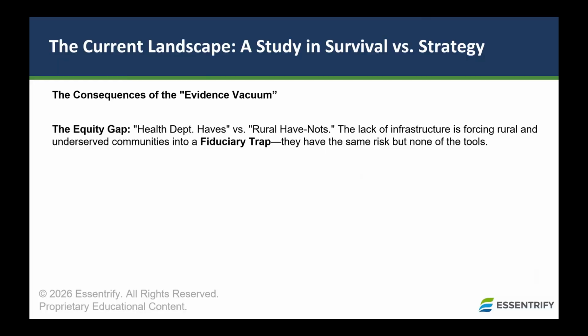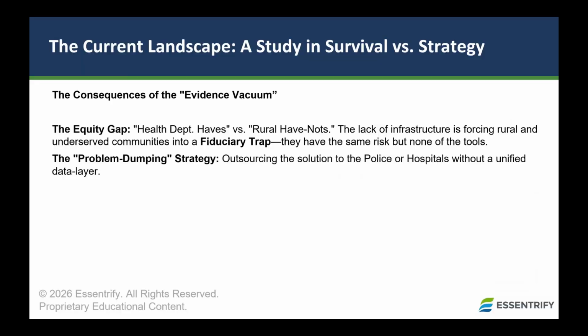We're seeing a strong gap between those municipalities that have resources and health departments, public health services, and rural counties that have none of those things at their disposal. The lack of infrastructure is forcing rural and underserved communities into a fiduciary trap. They have the same risk, but none of the tools. The problem dumping strategy: outsourcing the solution to the police or the hospitals without a unified data layer.